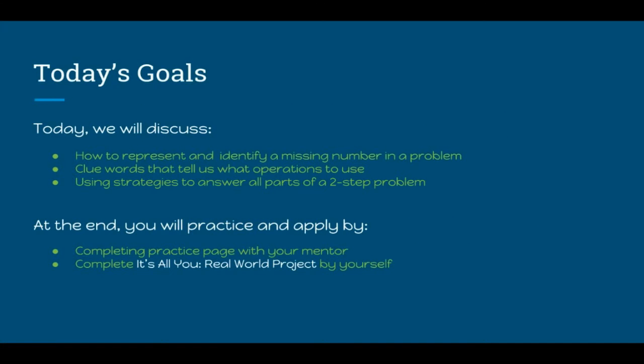Today, we're going to discuss how to represent and identify a missing number in a problem, what clue words can tell us what operations to use, and what strategies to use to answer all parts of a two-step problem. And at the end, you'll complete a practice page with your mentor and the real-world project by yourself. Let's get going.